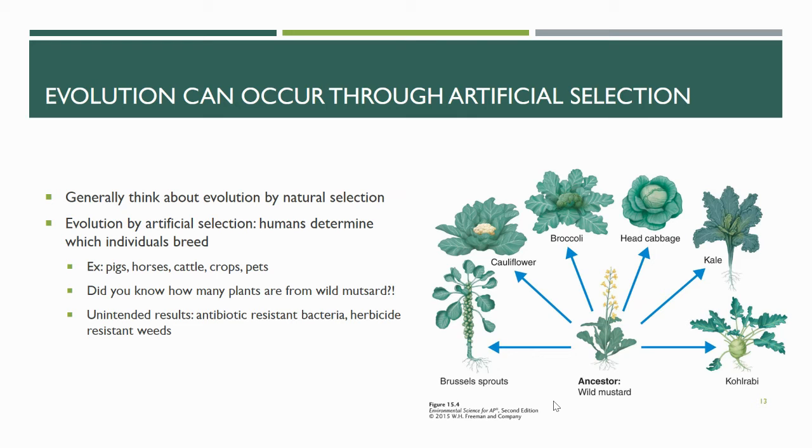Some unintended consequences from this are that we do have antibiotic-resistant bacteria and herbicide-resistant weeds because they're used so often. Few are able to survive even with exposure to that antibiotic or the herbicide. And then when they survive and reproduce, their offspring are also resistant, which is a problem.